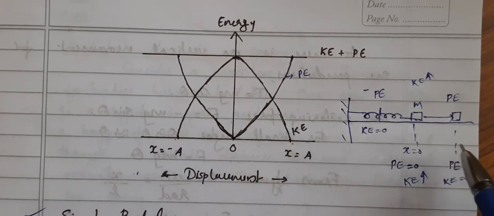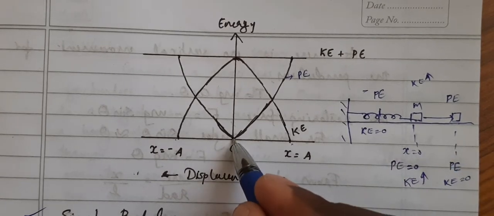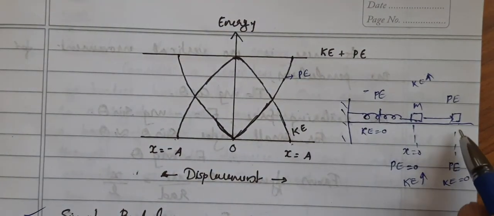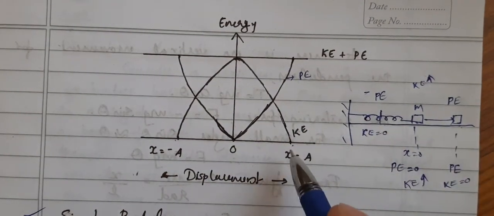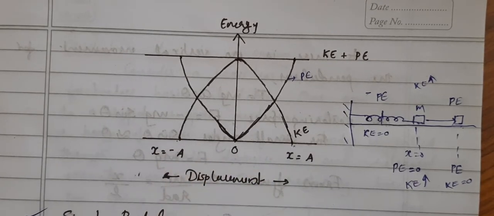Similarly, kinetic energy, let's analyze. Kinetic energy is maximum at the middle when x is equal to zero. Kinetic energy is maximum, that's why the peak is here. Kinetic energy is zero on either extreme, here and here. So this single graph shows the energy variation, both the kinetic energy as well as potential energy.